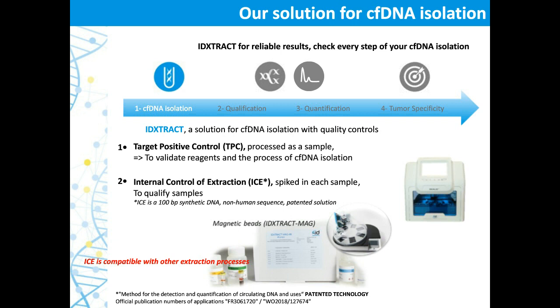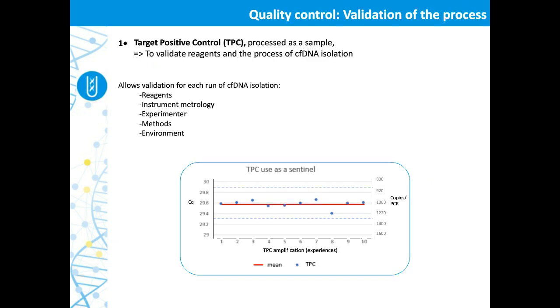If we look at the target positive control, the TPC, as I mentioned, you have to process this control as a sample, and it will allow you to validate your reagents, your instruments, the experimenters, the methods, the environments, everything going on when you try to isolate nucleic acids. So you can use the TPC as a sentinel, to make sure that each run of extractions performs well and that you have no loss of DNA due to reagents that were not well stored or anything else.